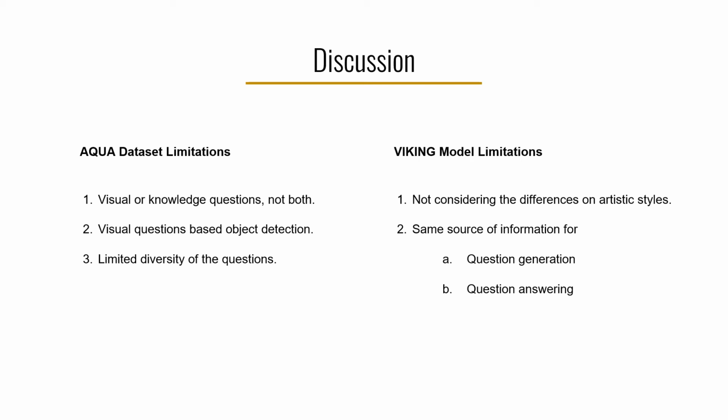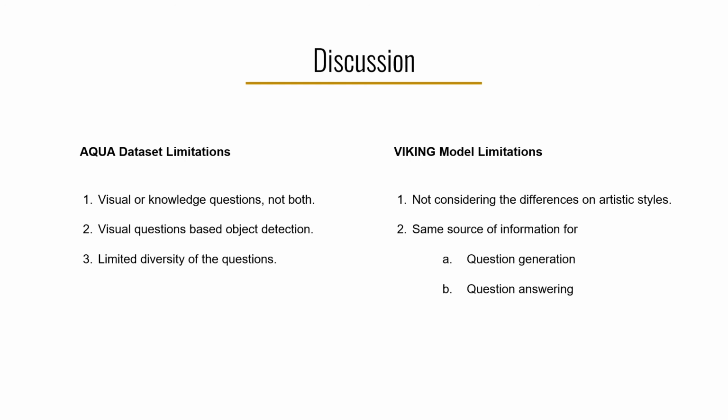For the AQUA dataset, we found three main limitations. First, the generated questions are either visual or knowledge, but usually not both. Second, the visual questions are based on an object detector trained on natural images, which inevitably introduces noise into the dataset. And third, because the questions have been automatically generated, the diversity of the type of questions is rather limited.